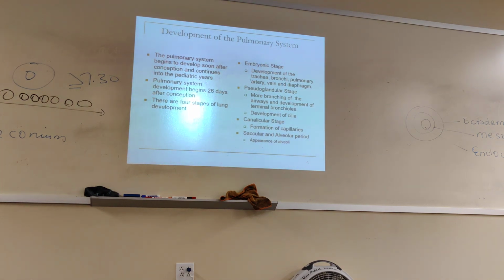There are 4 stages of lung development. We have the embryonic stage of lung development. During this stage, there is development of the trachea, the bronchi, pulmonary artery, vein, and the diaphragm.